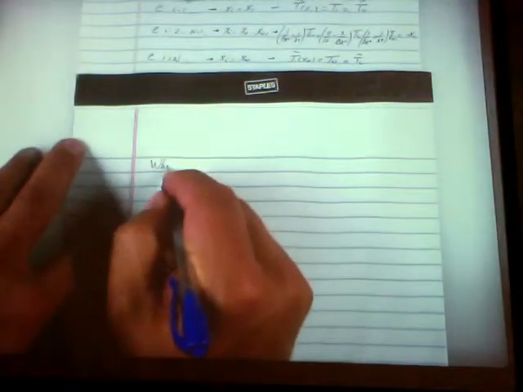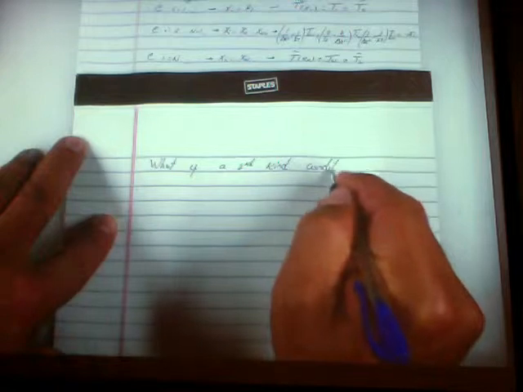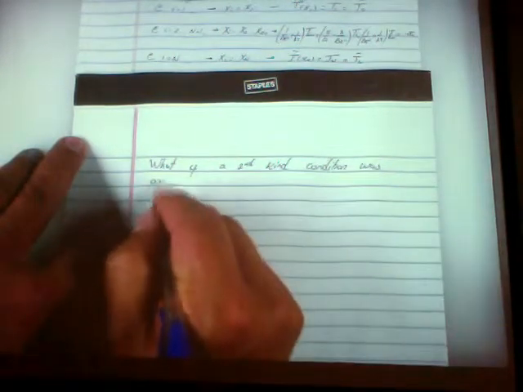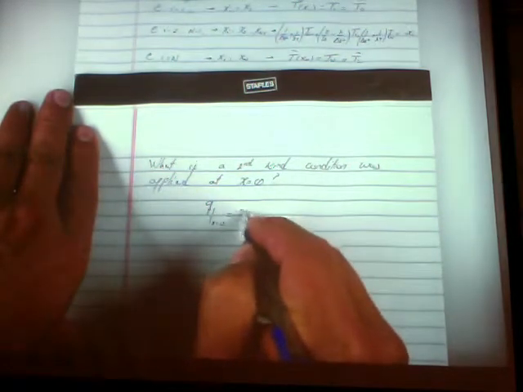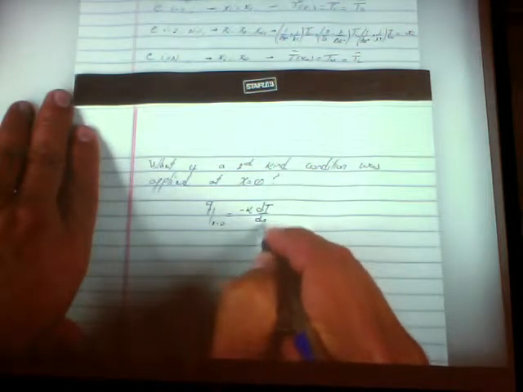What if a second kind condition was applied at x equals 0? For example, that means that the Q, at x equals 0, which is defined as minus k dT/dx times the normal vector at x equals 0, which is minus 1, is equal to some flux, Q0.